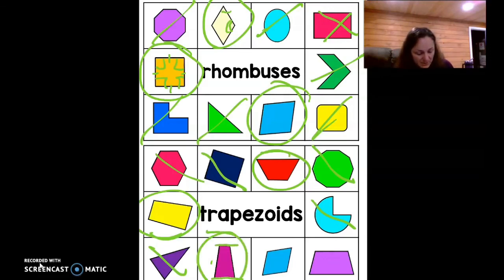So yes, ma'am. Now this one is another rhombus because he has 4 parallel lines. Oh, goodness. And my last one is a beautiful trapezoid. Whew. We went through some massive review.